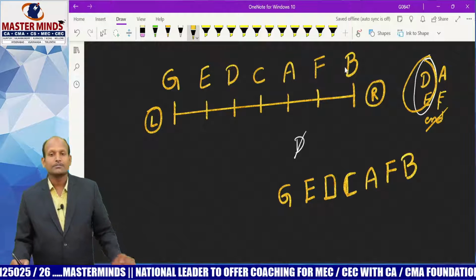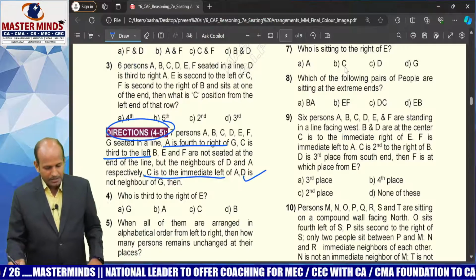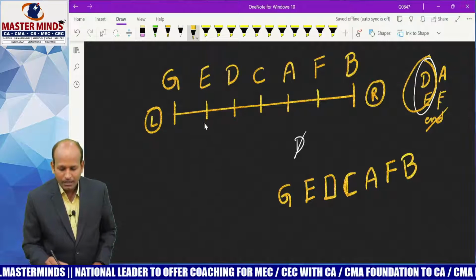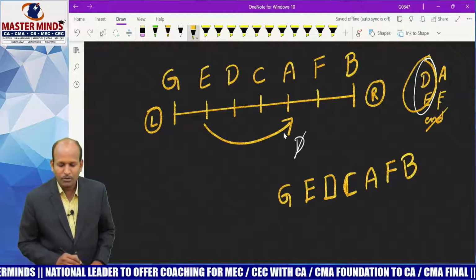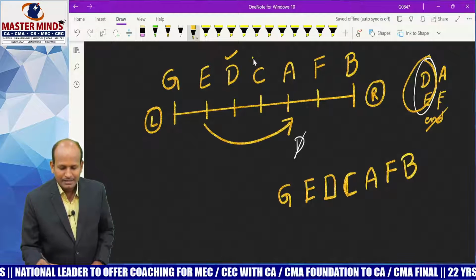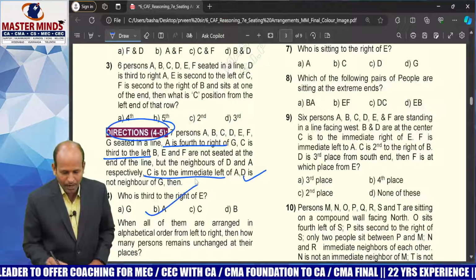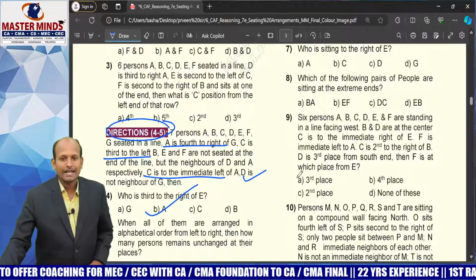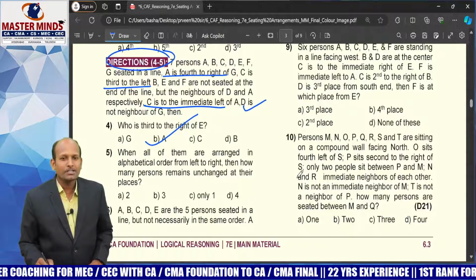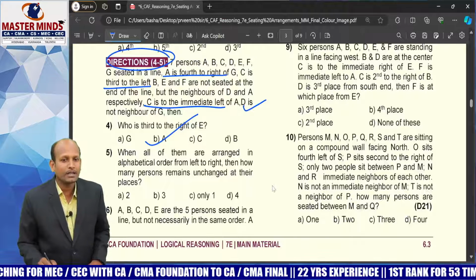It is your answer. The question is, who is third to the right of E? E's first right is D, second right is C. Therefore the third right is A. Option B. Second question: when all of them are arranged in alphabetical order from left to right, how many persons remain unchanged in their places?